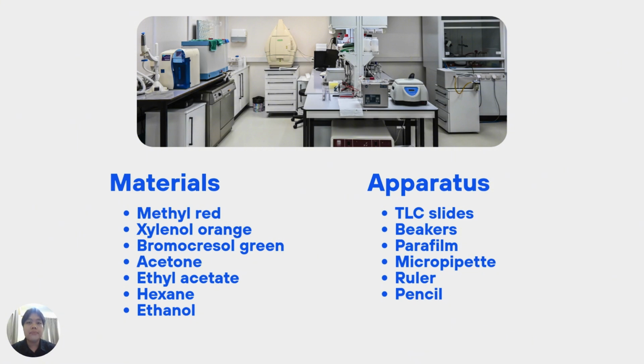So the next part is the materials and apparatus. The materials needed are methyl red, xylenol orange, bromocresol green, acetone, ethyl acetate, hexane, and alcohol. The apparatus needed are the TLC plate, beaker, parafilm, micropipette, ruler, and pencil.